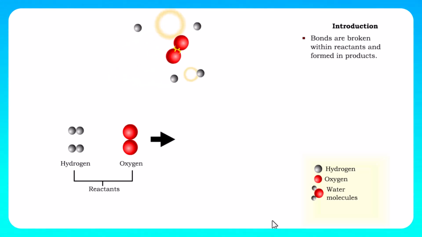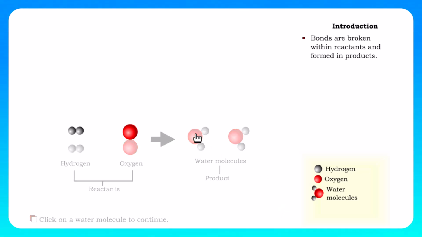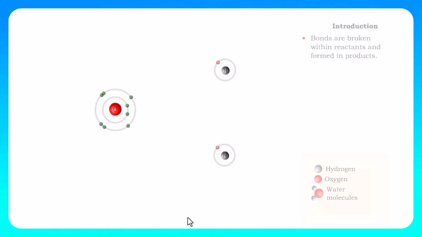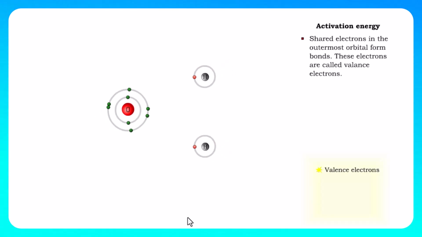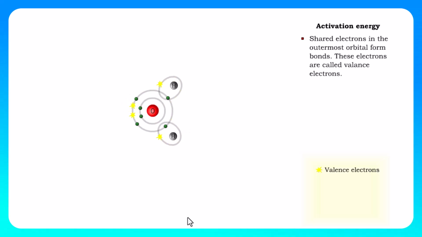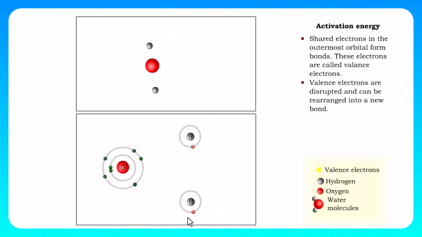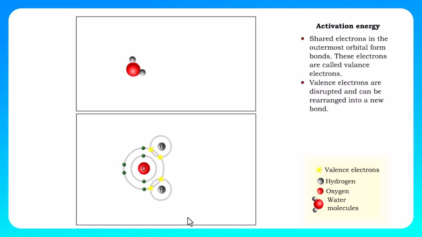The hydrogen and oxygen molecules are the reactants, and the water is the product. The water molecule is formed by covalent bond, the sharing of valence electrons from the reactants' outermost orbitals. If collisions between the hydrogen and oxygen molecules are forceful enough, the valence electrons will be disrupted and new bonds will form.